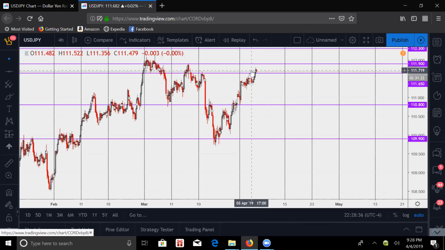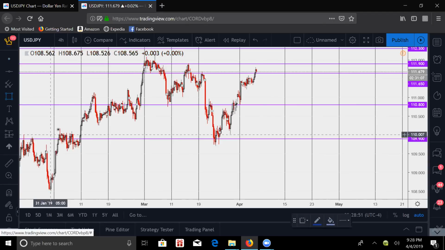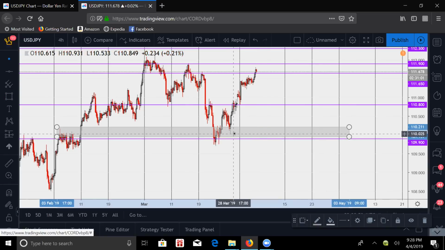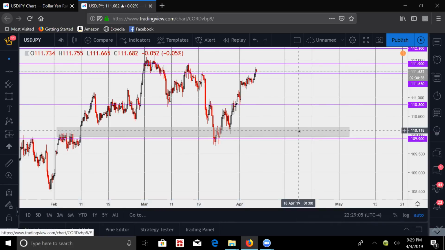And if price is near, say if it was right here, I would probably mark up this area right here besides just this one. Just because price could bounce from this level, or it could go down and bounce from this level. So let me delete this.